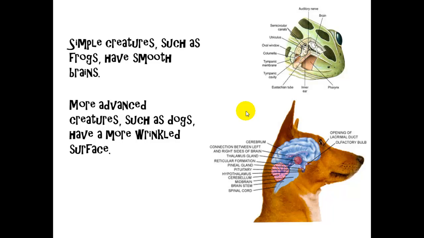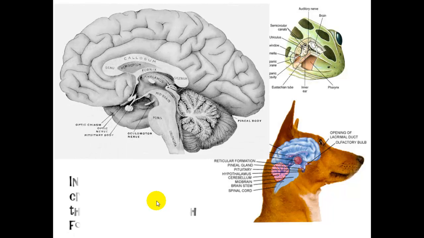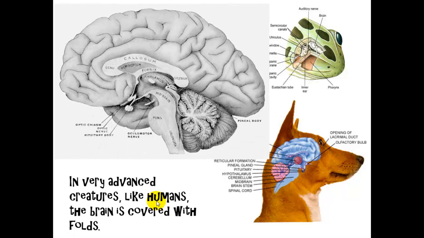Simple creatures such as frogs have smooth brains. And as we can see from this diagram, while this frog has two hemispheres similar to our own, its brain is largely smooth and unwrinkled compared to that of, say, the dog, who has a significant portion more of wrinkles and folds in its own brain. That's because more advanced creatures, such as dogs, have a more wrinkled surface. In very advanced creatures, like humans, the brain is covered with folds, as we can see in this diagram, and comparing it to the two, we can see which one has the more folds.